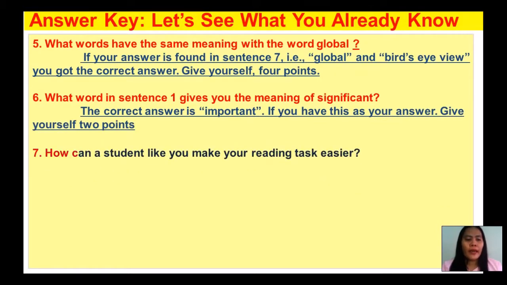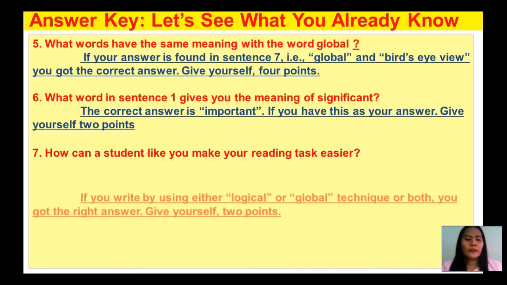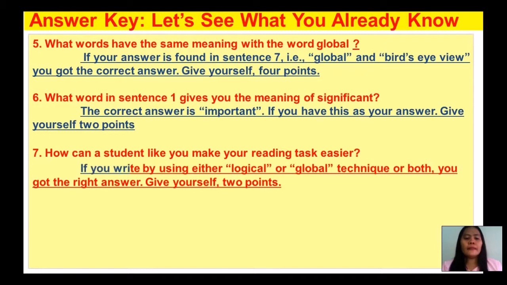Number 7. How can a student like you make your reading task easier? If you're right, by using either logical or global technique or both, you got the right answer. Give yourself 2 points.